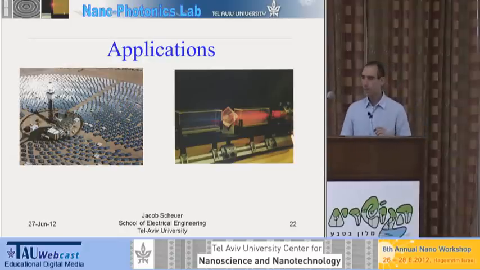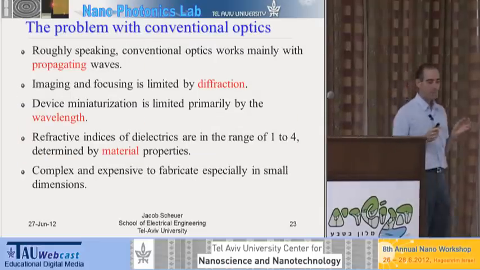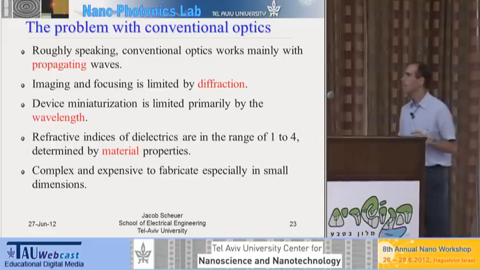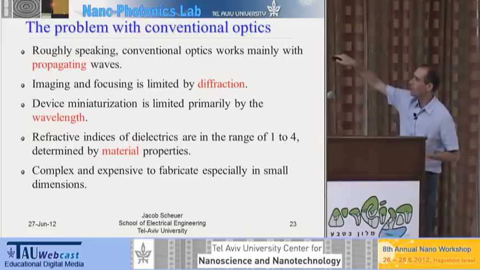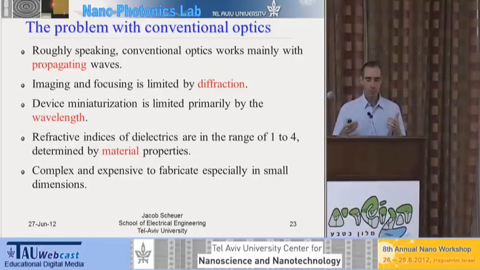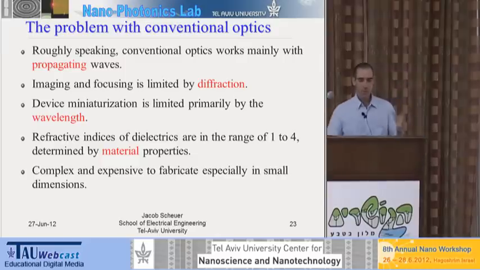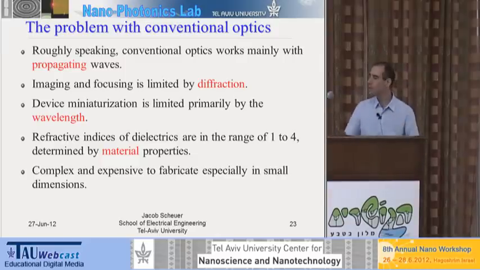In order to do that, I would like to give two motivation slides of why we're actually looking for applications using nano antennas. Conventional optics has some, let's say, inherent drawbacks. First, all it can do is basically work with the propagating waves. There is a lot of information which is lost; it's called the near field. And as a result, our ability to image and to focus light is limited by diffraction, and we can manipulate and focus and do things only on the order of wavelengths.